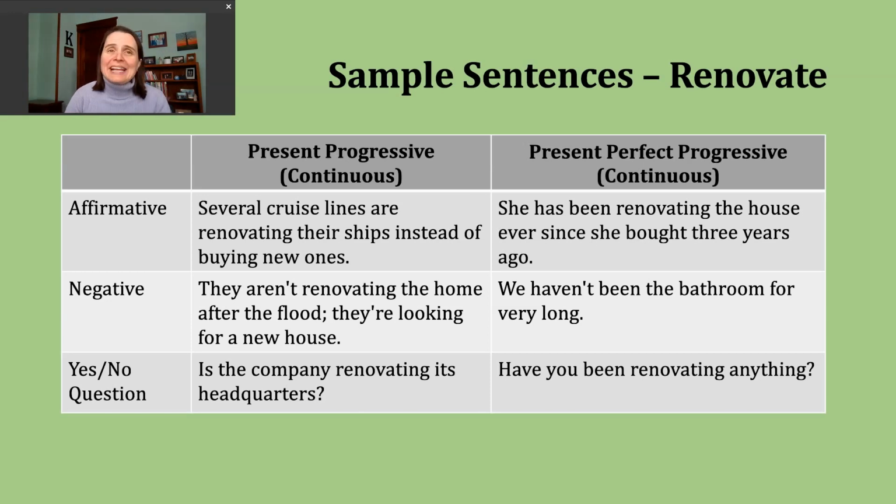Finally, let's talk about making a yes or no question in the present perfect progressive. To do this, we start with have or has. Whatever form matches our subject, that subject comes next. Then you're going to see the participle been, and then you're going to see the ing form of the verb. Here's our last example. Have you been renovating anything? Right? If you have, please tell us in the comments section.